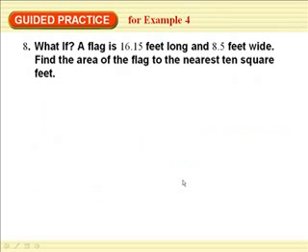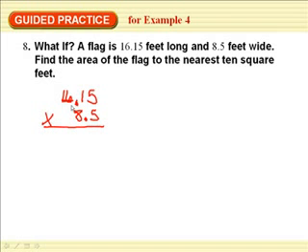Alright, so what if the flag was 15 hundredths feet long and 8.5 feet wide? We would just multiply those numbers. Remember, length times width, 16.15 times 8.5. Notice I'm not lining the decimals up. That's another thing a lot of kids do, is we're so used to lining them up when we add and subtract that we forget you don't have to line them up when you multiply. Just pretend like they're not there and line up the numbers just like you normally would when you multiply.